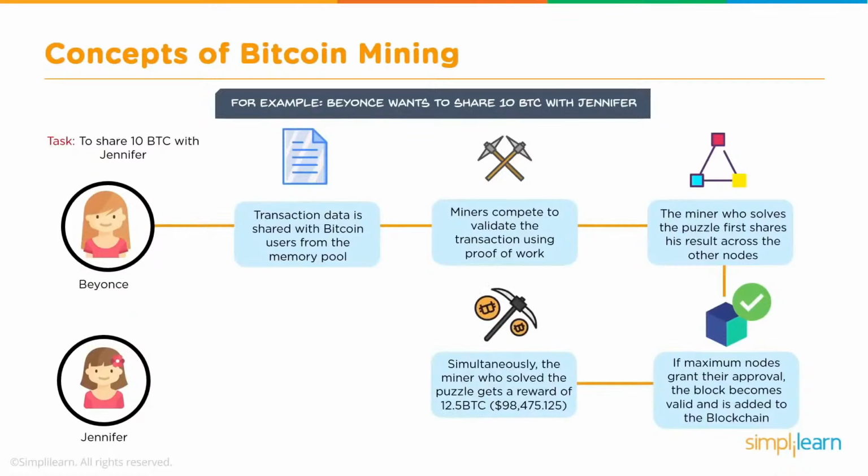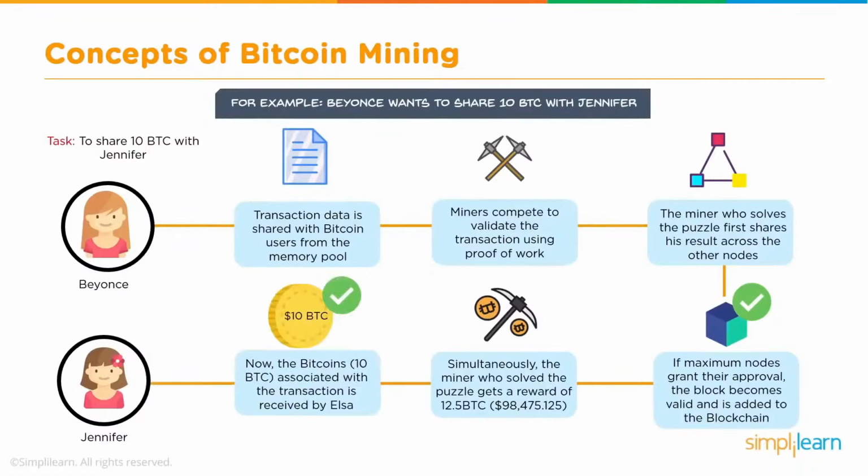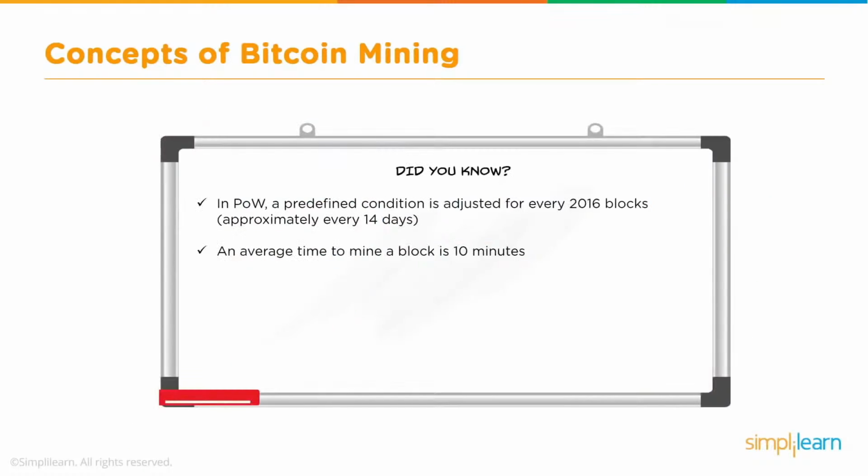Simultaneously, the miner who has solved the puzzle will also receive the reward, which will be 12.5 Bitcoin, which as of today stands at around 98k dollars. The 10 BTC for which the transaction was initiated now gets triggered and transferred from Beyonce to Jennifer. Now let's take a look at certain facts.